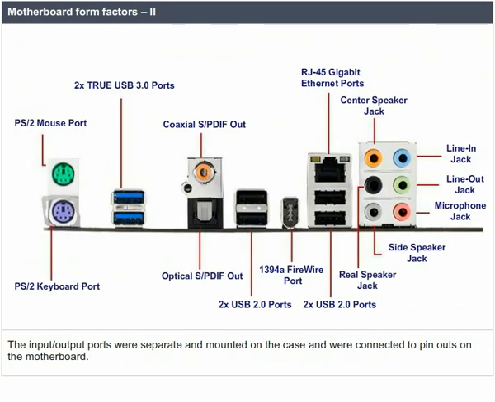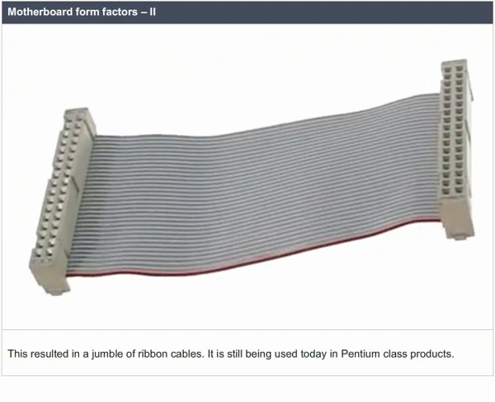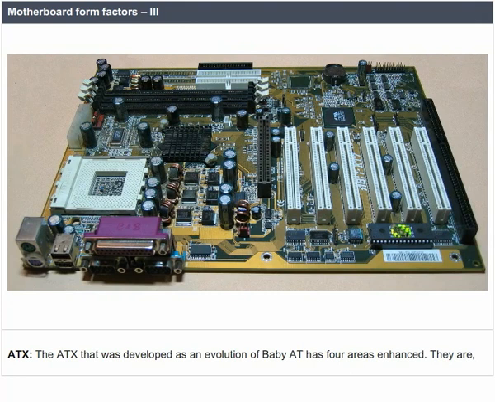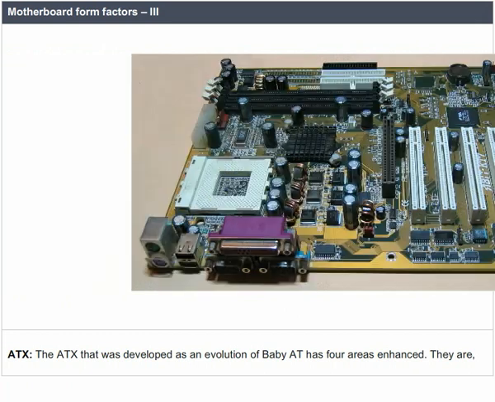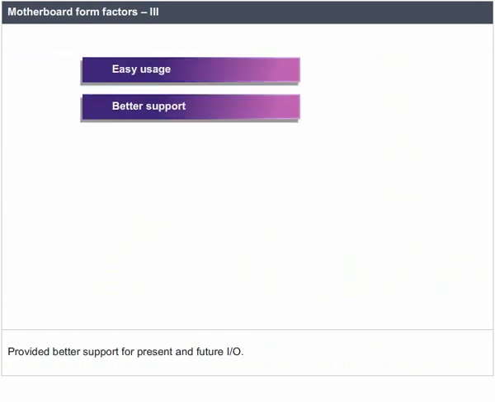This resulted in a jumble of ribbon cables. It is still being used today in Pentium class products. ATX. The ATX that was developed as an evolution of Baby 80 has 4 areas enhanced. These are easy usage, better support for present and future I/O, better support for current and future processor technology, and reduced total system cost.